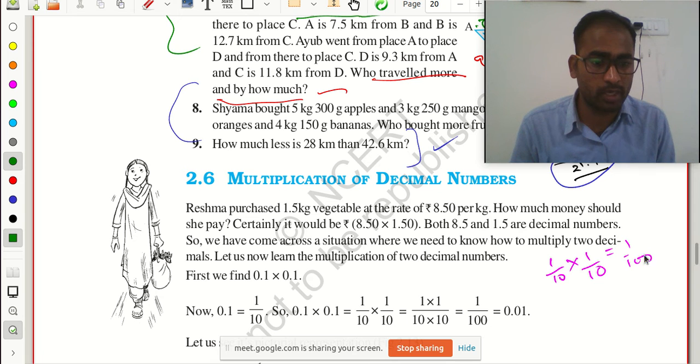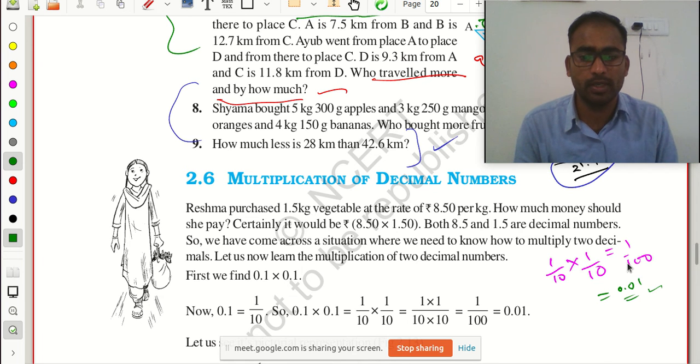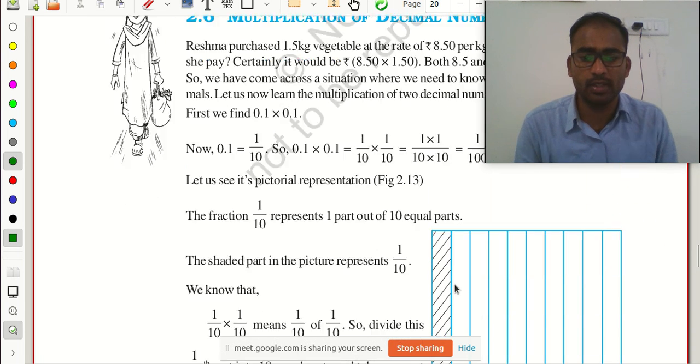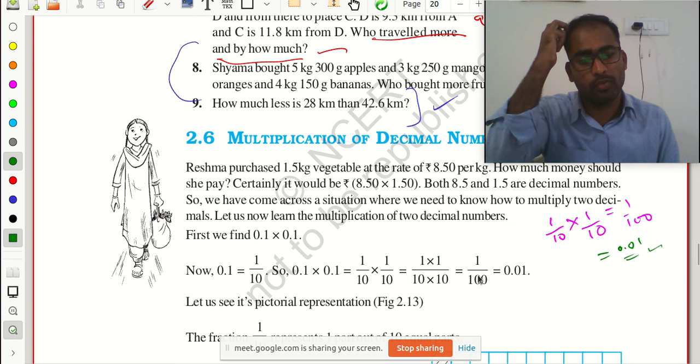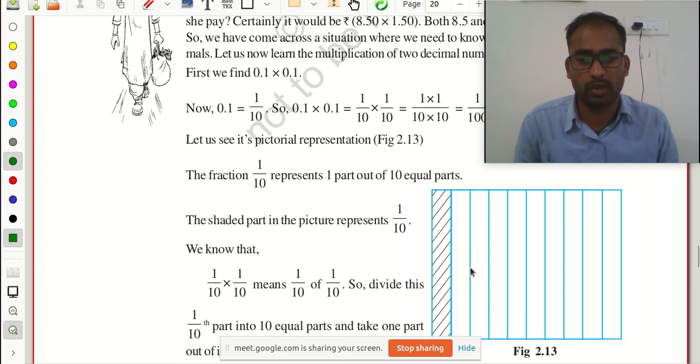What is the value of 1 by 100? Here in the denominator I have 2 zeros, so I need to get 2 decimal places. So 0.01. Same here. See how we are getting this 0.01. How will it be in practice?